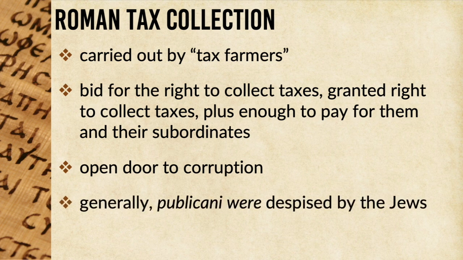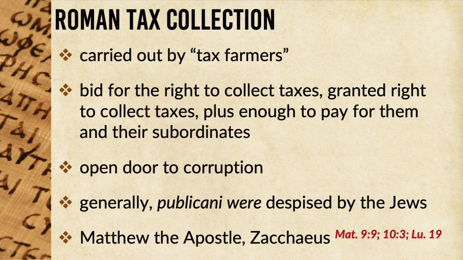And so in general, these tax collectors, they were called publicani, were despised by the Jews. If you read a King James version of the Bible, you may read the word publicans sometimes in that translation. It's coming from this word publicani. That was the Roman word, the Latin word for these folks. In the New Testament, we read of 2 people who were tax farmers, tax collectors. One of those was Matthew the Apostle and Zacchaeus. Remember the wee little man that went up in the sycamore tree to see Jesus, and Jesus eats with him in his house. We read about these 2 fellows in Matthew 9:9, Matthew 10:3, Luke chapter 19.